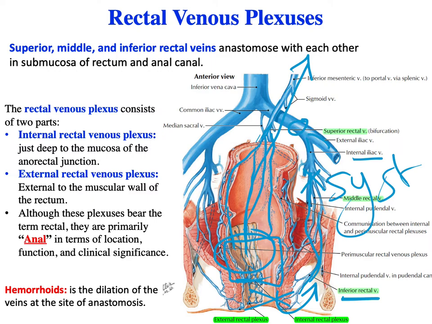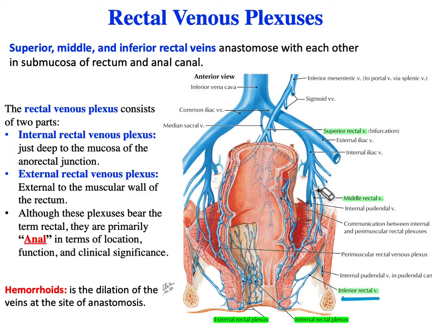That means we have many places in which the systemic and portal circulation unite with each other and make an anastomosis. There is a connection. So look at this area, at these plexuses here, which are a connection between the systemic circulation and portal circulation. If this is the pectinate line, they are in the upper half of the anal canal. We call them the internal rectal plexus. While you also have another plexus outside, out of the musculature of the anal canal, under the skin here, the external rectal plexus.